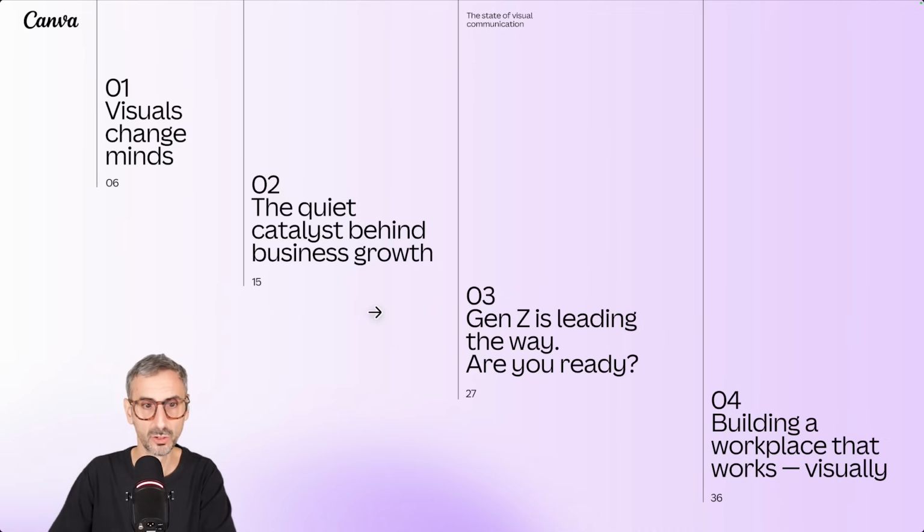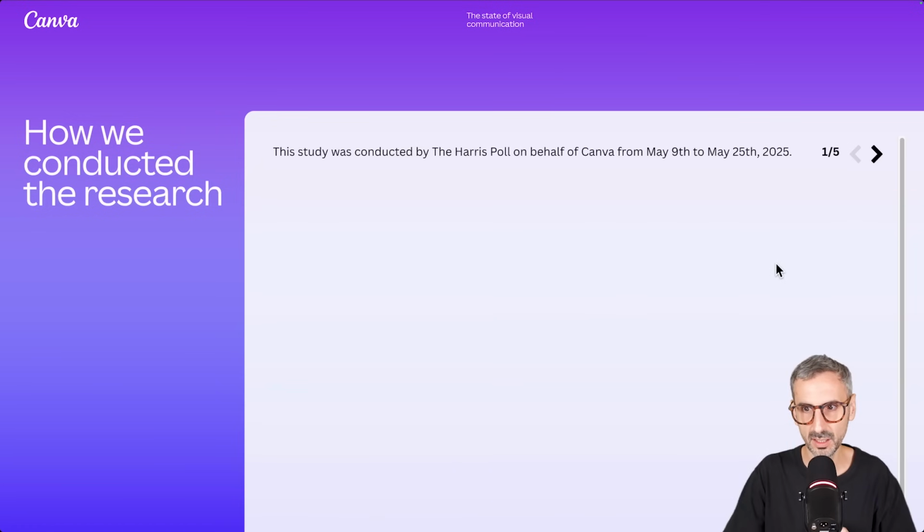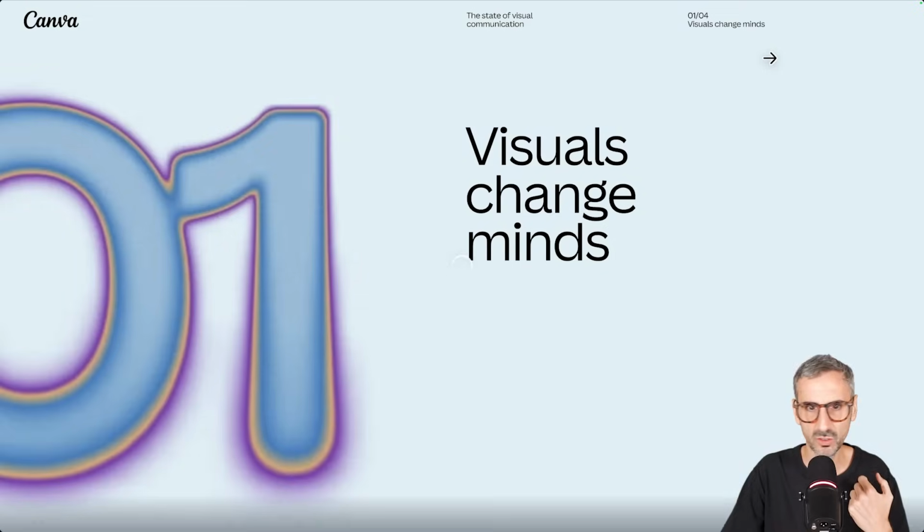Second part is about the quiet catalyst behind business growth. Third part is all about Gen Z and why Gen Z is leading the way. Are you ready? Is your company ready? And section 4 right here, building a workplace that works visually. Okay, so that's the table of contents, and it's super well done.